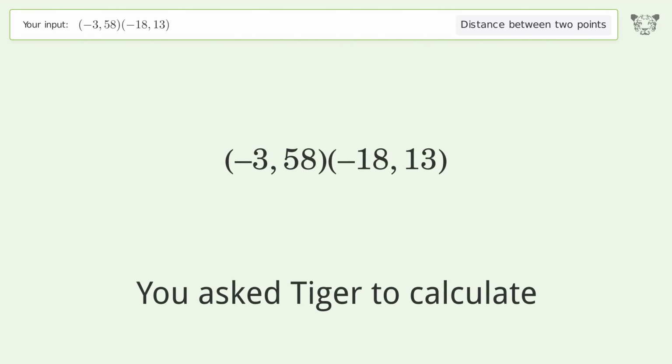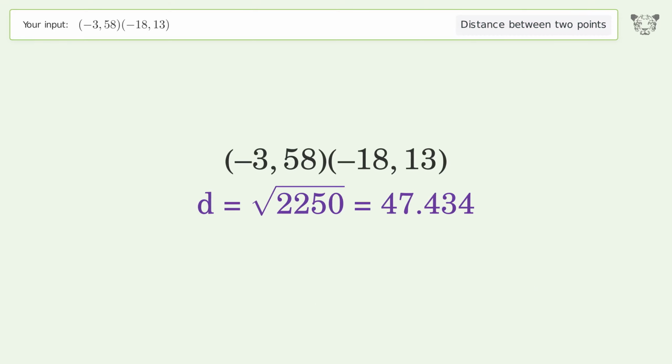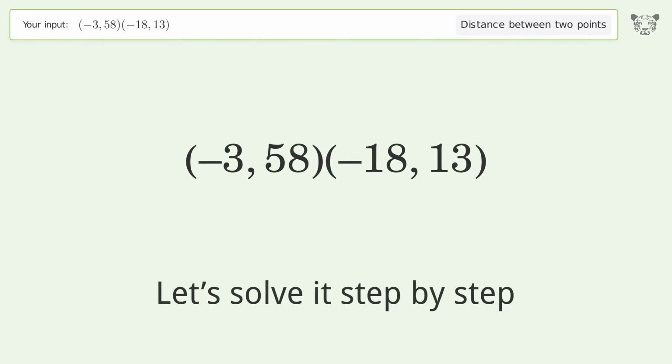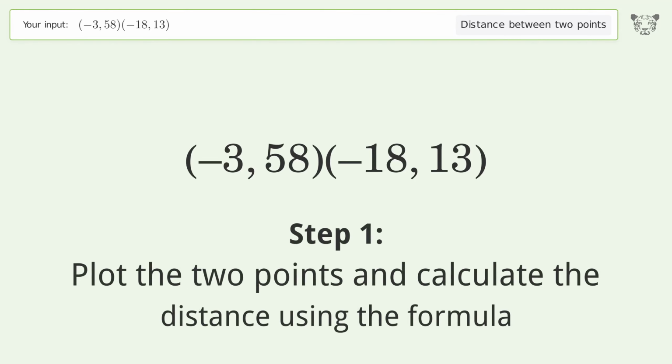You ask Tiger to calculate. This deals with the distance between 2 points. The distance between the 2 points is the square root of 2,250, or 47.434. Let's solve it step by step. Plot the 2 points and calculate the distance using the formula.